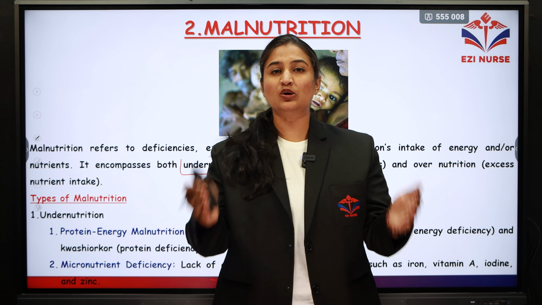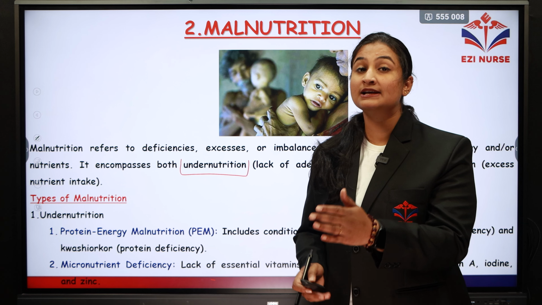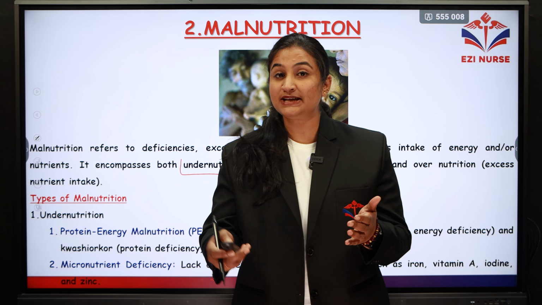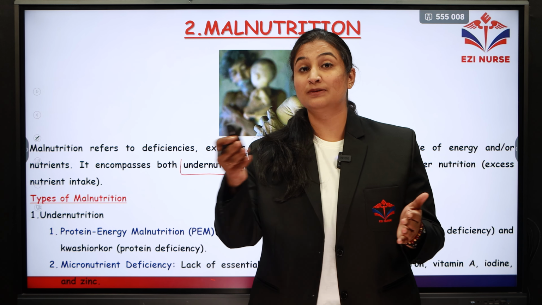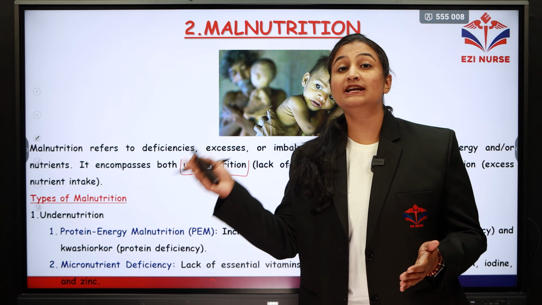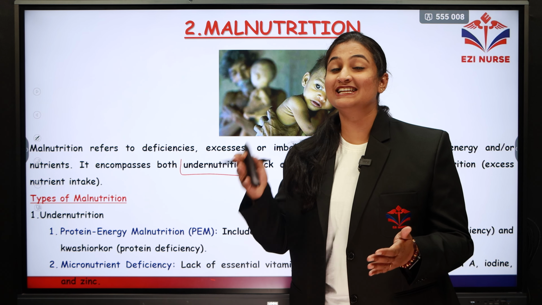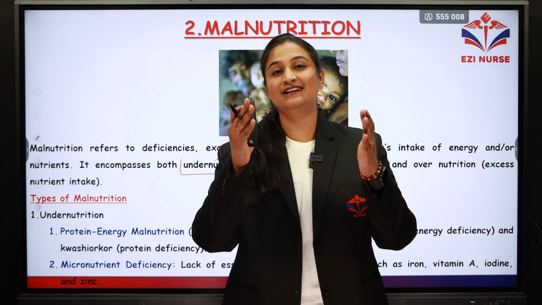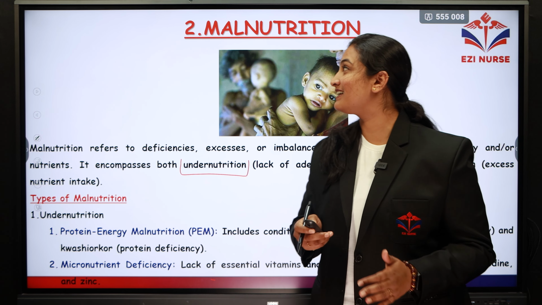So, this is a small overview about malnutrition, and this is a definite question that is repeated in each section, in each module of your paper. So, definitely please do write this answer, learn this answer by heart. Definitely you are going to score the marks.